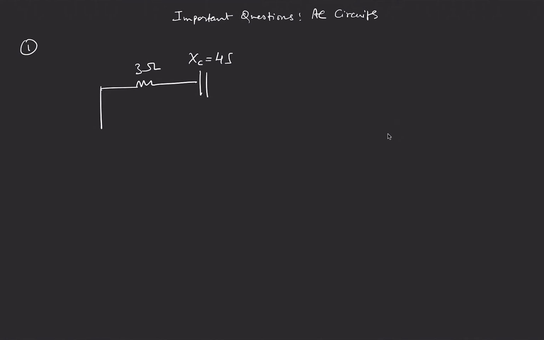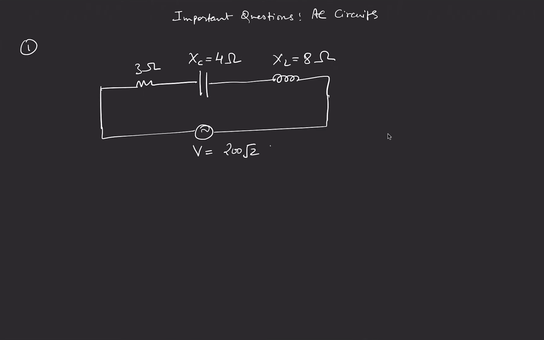Hi everyone, in this video we are going to see important questions on AC circuit. So let's say we have this circuit. This resistance is 3 ohm and XC is given to be 4 ohm and XL is given to be 8 ohm and instantaneous voltage V is equal to 200 root 2 sine of omega t, where omega is 100 pi.